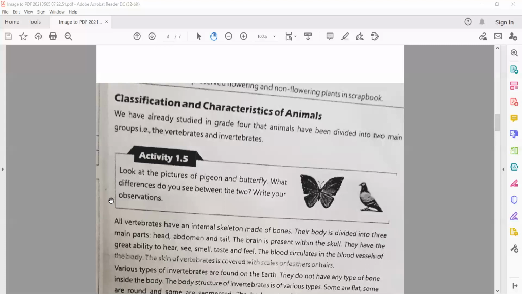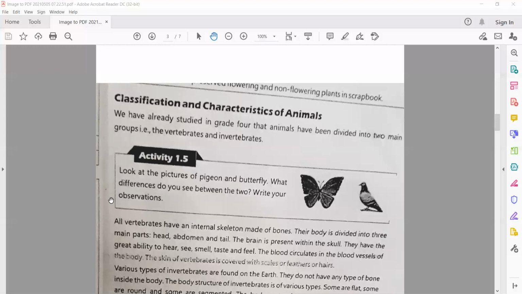Let's take the example of fish. Fish is a vertebrate because fish has a vertebral column. They have an internal skeleton. The body of the fish is covered with scales. The body of the bird is covered with feathers. And the body of a mammal like goat, camel, elephant, human is covered with hairs.